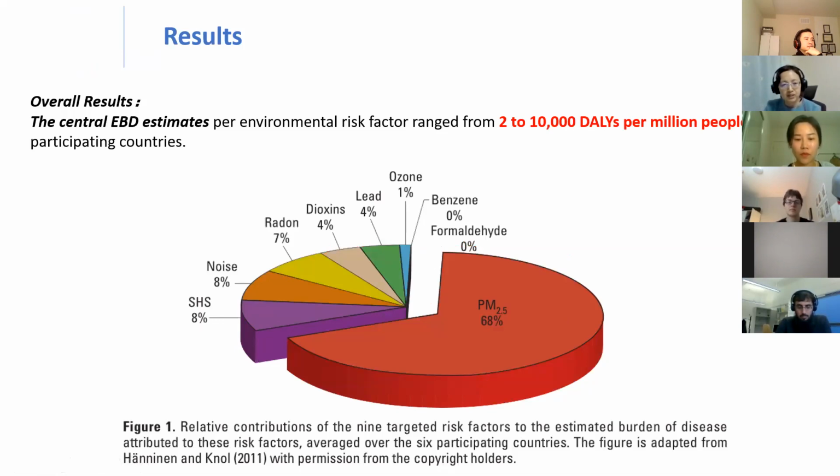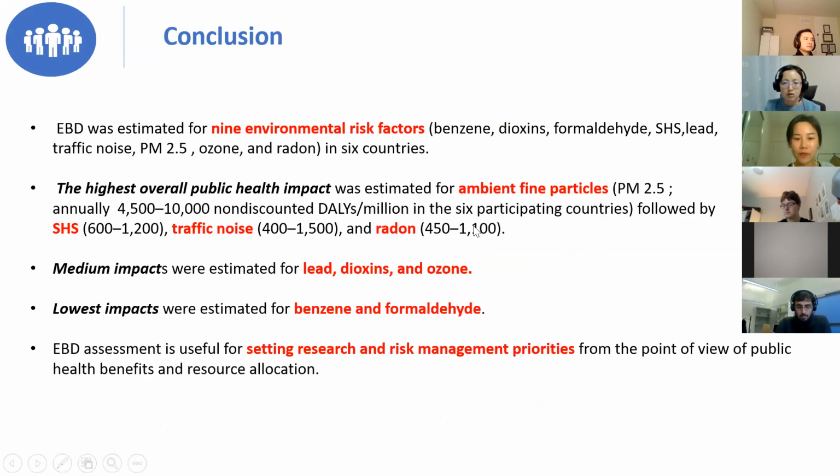But in this study, they did not really differentiate the particles, whether they come from indoor or outdoor. Although we know that people spend a lot of time in indoor environments, it's not clearly differentiated in this study. So in this study, their conclusion is that environmental burden of disease was estimated for 9 factors, and the highest overall public health impact was for ambient particles, followed by secondhand smoke, traffic noise, and radon.